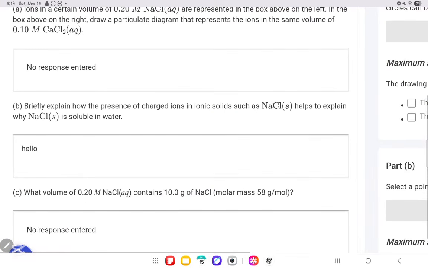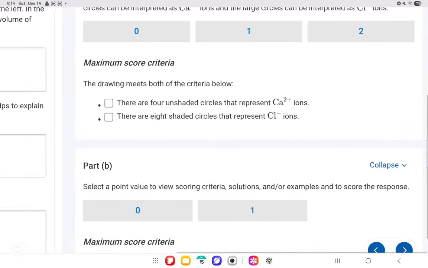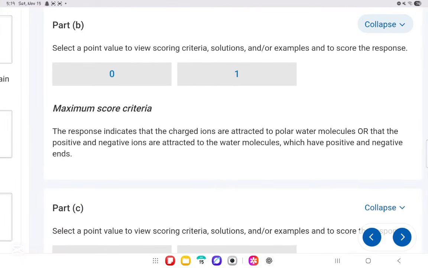What does it say? Briefly explain how the presence of charged ions in ionic solids such as NaCl helps to explain why NaCl is soluble in water. Now let me check the marking scheme to see how exactly they would want us to explain this. The response indicates that the charged ions are attracted to polar water molecules, or that the positive and negative ions are attracted to the water molecules which have positive and negative ends. So this is all based on the polarity of these ions and the polarity of water.